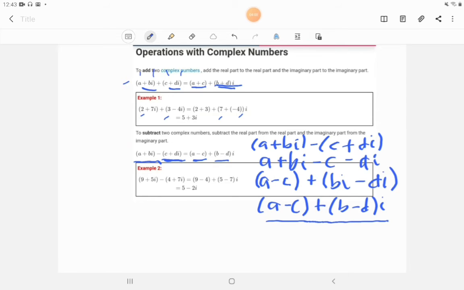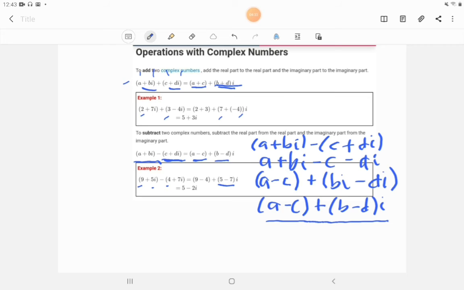For instance, we have 9 plus 5i minus 4 plus 7i. So we take the real parts here and here, so 9 minus 4, and the imaginary parts is 5i minus 7i, so instead of adding 7i, we subtract 7, so 5 minus 7i. So we have 5 minus 2i.